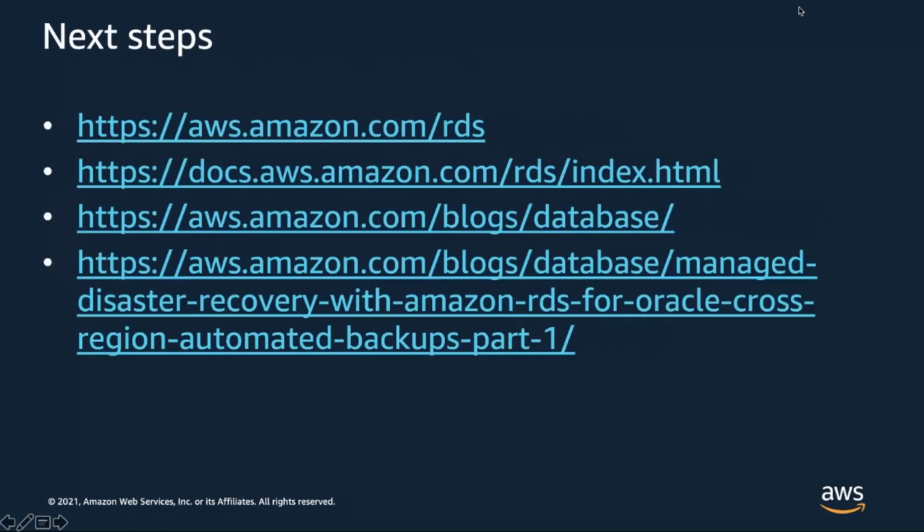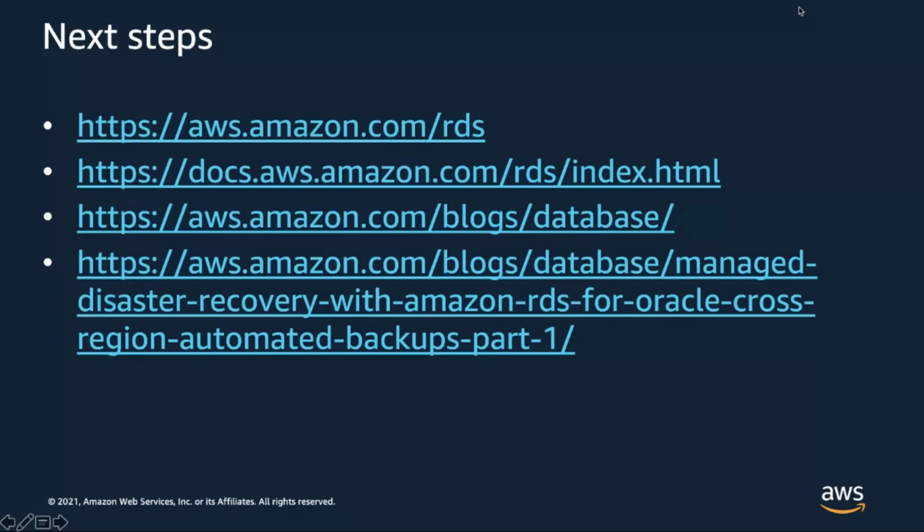So what are some next steps? Well, check out the aws.amazon.com/RDS documentation pages to learn more about the RDS service. You can also look at our documentation to learn specific information in our user guide about how to use RDS and how to implement some of the features we've talked about here.